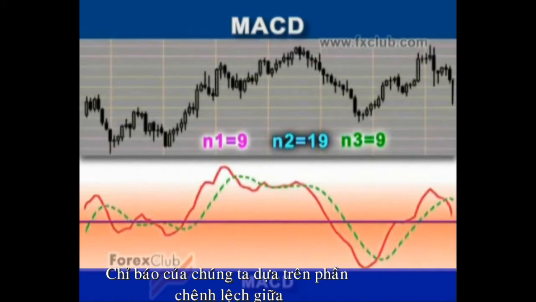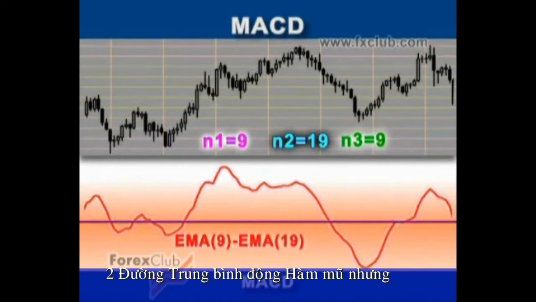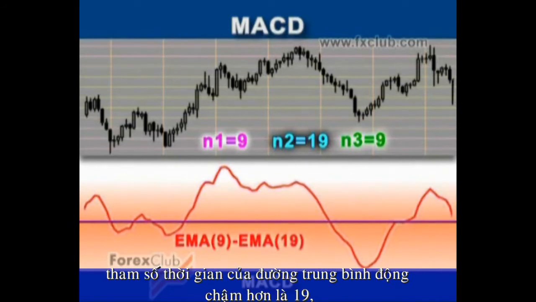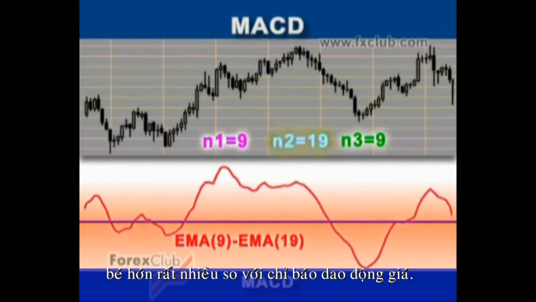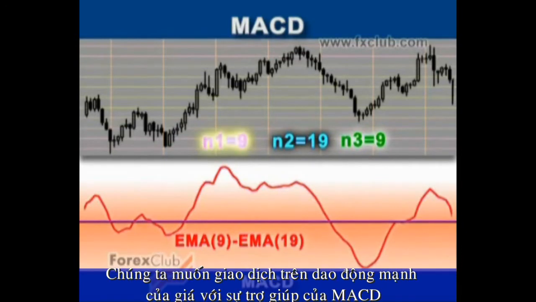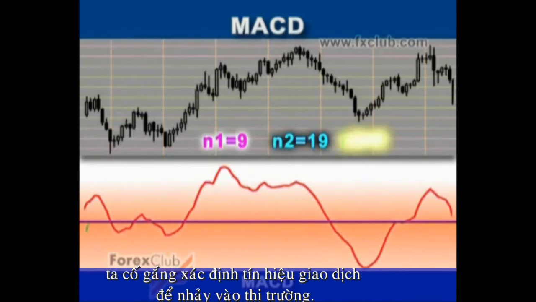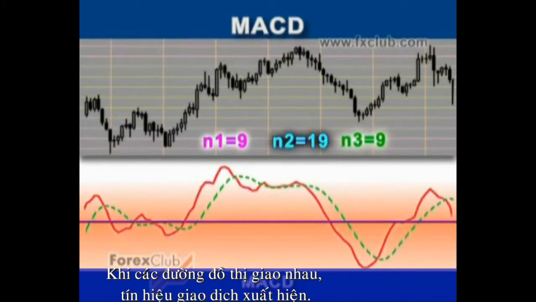Our indicator is based on the difference between two exponential moving averages, but the time period of the slow moving average, if compared to price oscillator, is much smaller at 19, and for the faster moving average we've chosen a time period that is half as long as the slow moving average. We want to trace the dynamics of price change with the help of MACD, and by averaging the difference received we'll try and get trading signals to enter the market. The crossovers give the signals.